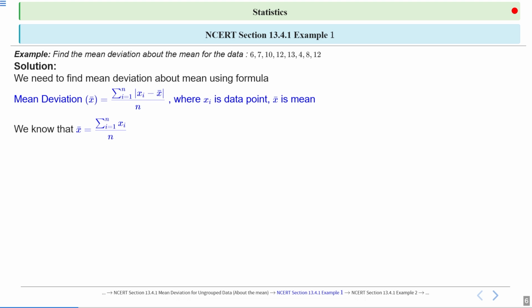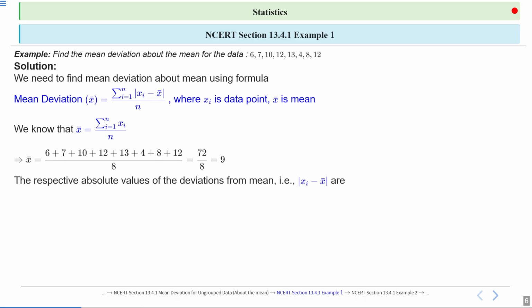And we know that x bar is equal to summation xi, i equal to 1 to n, upon n. So it implies x bar is equal to 6 plus 7 plus 10 plus 12 plus 13 plus 4 plus 8 plus 12 upon 8. And here if we sum up 6, 7, 10, 12, 13, 4, 8 and 12, then you will get 72. Here the total number of observations is 8. So x bar is equal to 72 upon 8, and this is equal to 9.